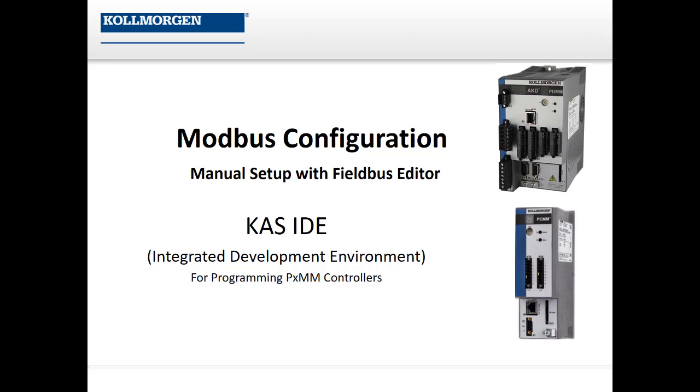This is another video in the KAS IDE series going over different features of our programming environment. I'm going to show you how to set up Modbus configuration for third-party devices, specifically using the Fieldbus editor to pick which variables you want to share, including Boolean, integer-based, floating point, and string-based variables, and give them Modbus addresses to share with an external Modbus master.